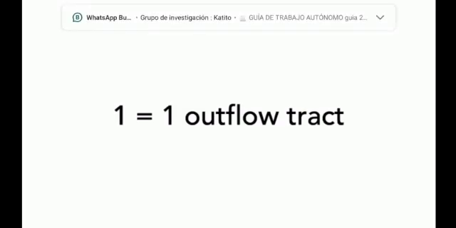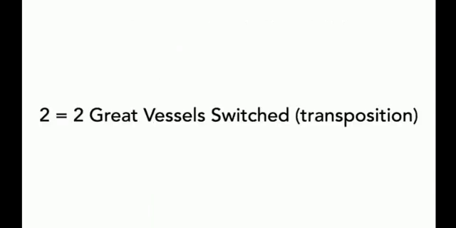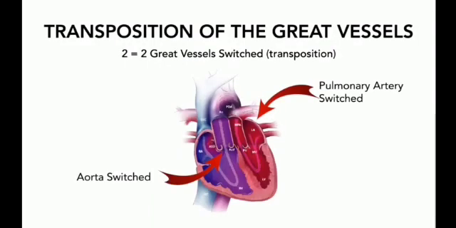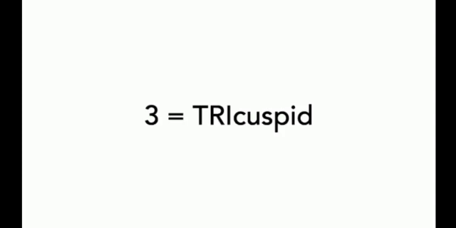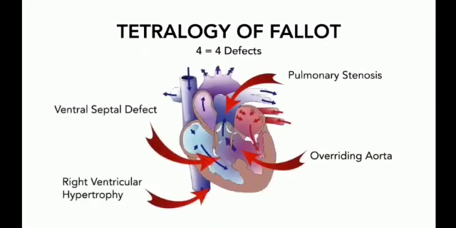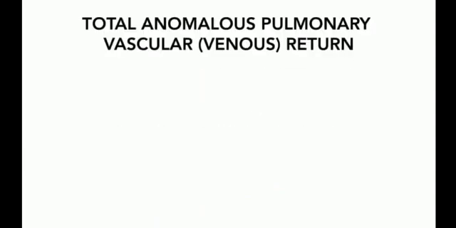follows the numbers 1, 2, 3, 4, and 5. Number 1 represents the great vessels joining to make one outflow tract in truncus arteriosus. Number 2 represents the major vessels being switched in transposition of the great vessels. Number 3 stands for tricuspid atresia. And number 4 stands for 4 defects in tetralogy of Fallot. Lastly, 5 stands for 5 letters for the acronym TAPVR, standing for Total Anomalous Pulmonary Venous Return.